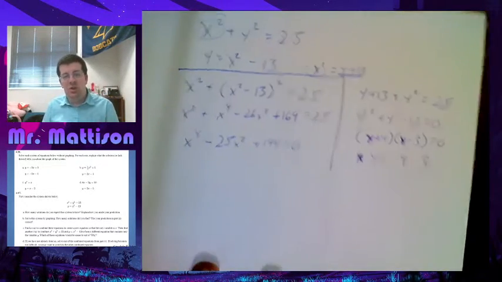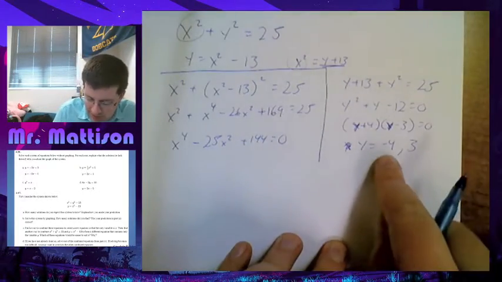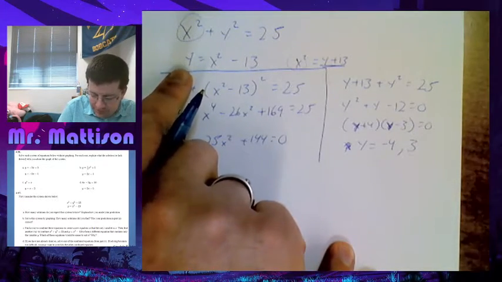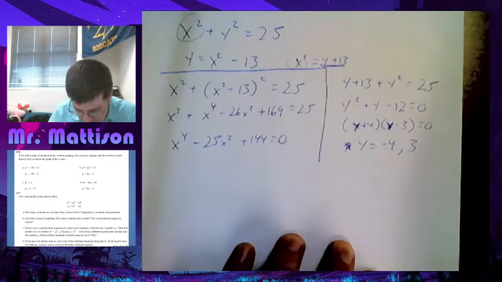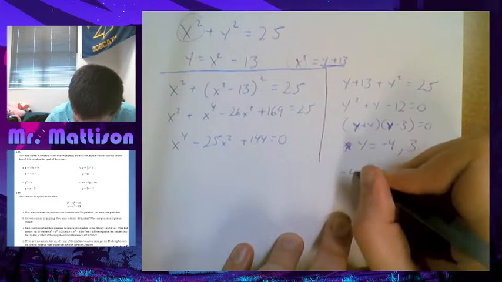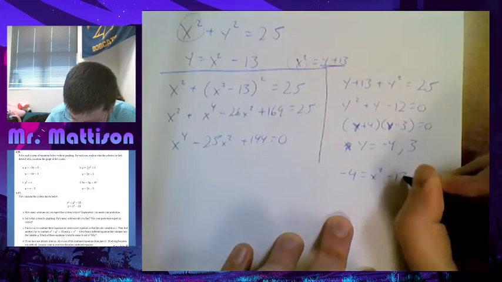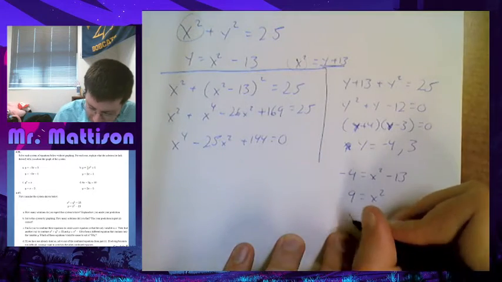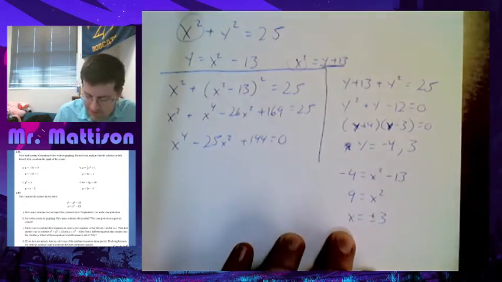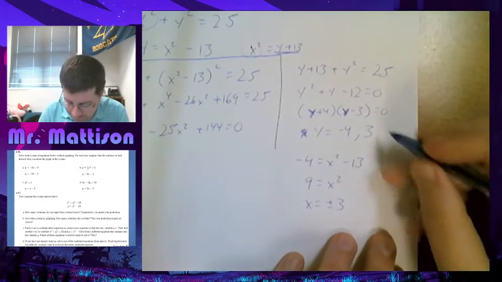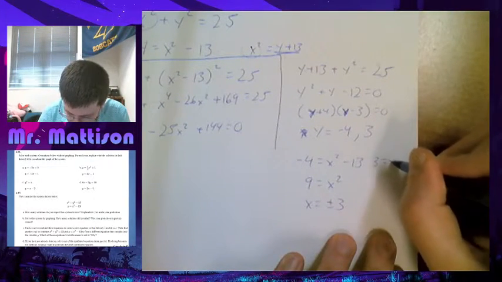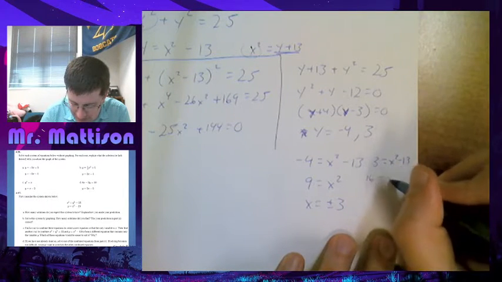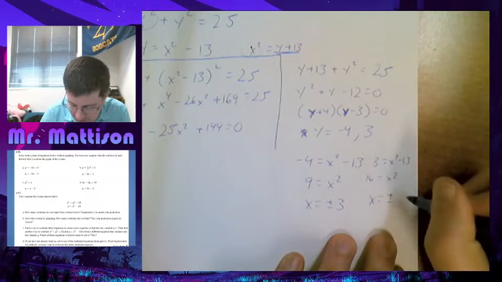Now, what are the x's which go with these particular y's? So take this y, and let's plug it into either one of these. It's probably going to be easier to put it into the bottom one here. So if I do that, I would have negative 4 equals x squared minus 13. Add 13, and I get 9 equals x squared. Square root both sides, and I get x equals plus or minus 3. Doing the other one, I plug in 3 equals x squared minus 13. Add 13 to both sides, I get 16 equals x squared. So x is equal to plus or minus 4.